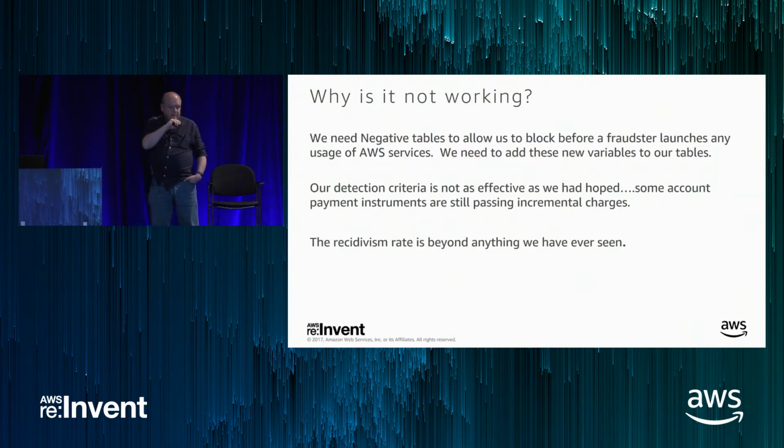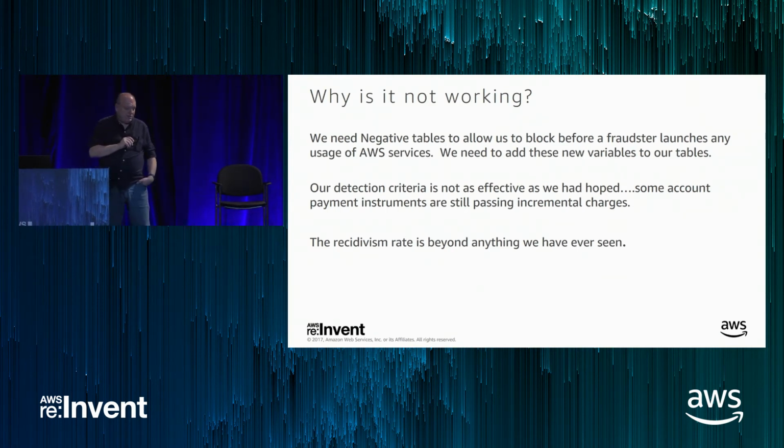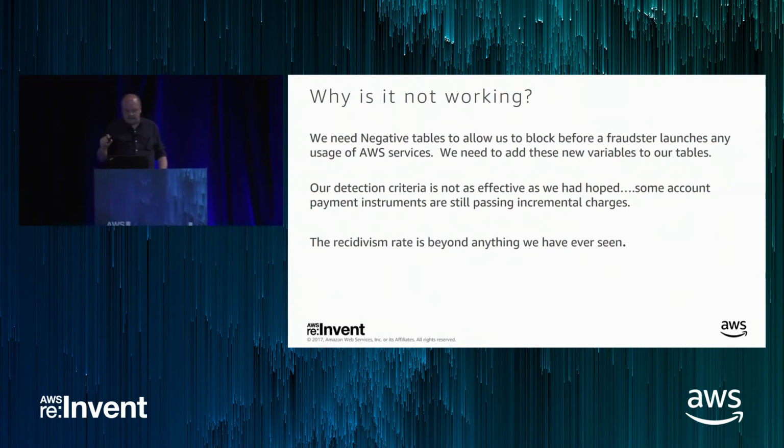So we need to implement new negative tables with additional variables to block the fraudsters before they launch. And our detection criteria isn't as great as we'd hoped, so we need to do some more there. So we increased detection, we improved our detection variables.